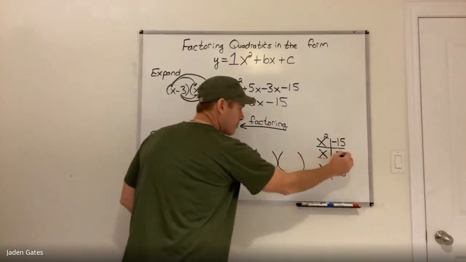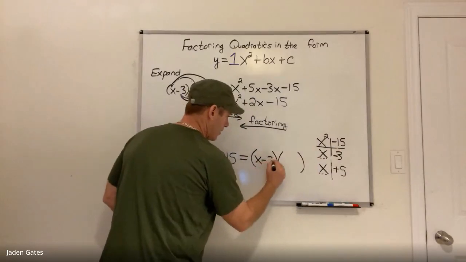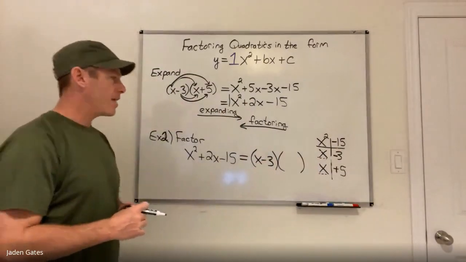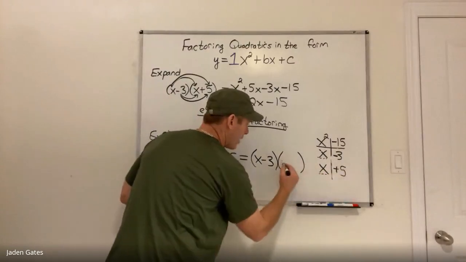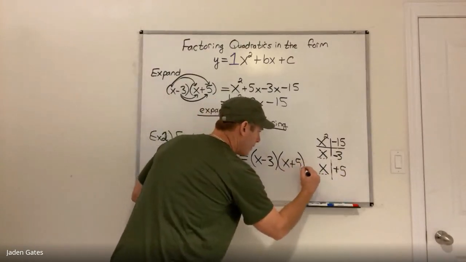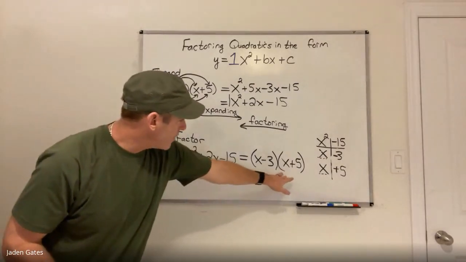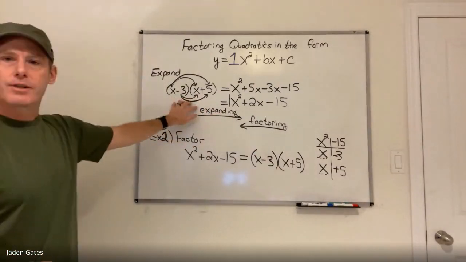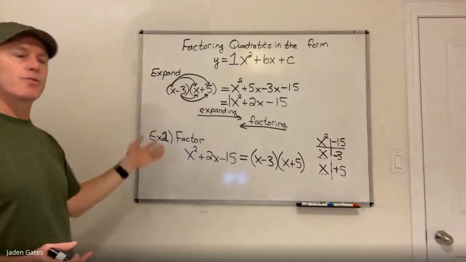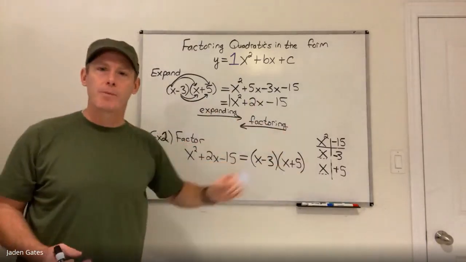So I have an x minus 3. That's the top part. And then the bottom, I have an x plus 5. And now I just factored it. And guess what? See my answer here? It's the same as what I started with, right? Because factoring is undoing expanding.